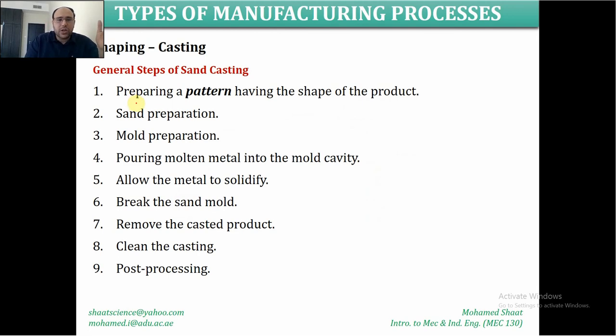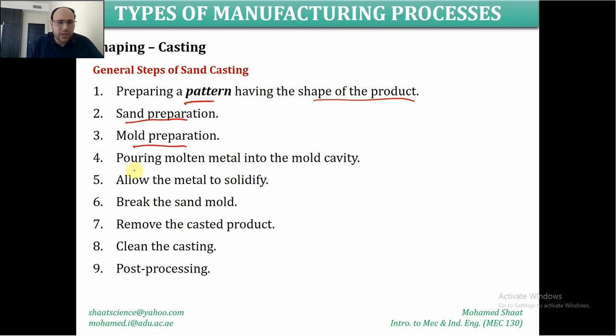We said that we start by preparing the pattern, having the same shape as the final product, and this pattern should be made of wood or plastic or any easily manufactured material. Then we make the sand. We prepare the sand from which we are going to make the mold. The third step is to make the mold: placing the flask, packing the sand around the pattern, and repeating for the other part, and then you remove it, form the vents, the gates and the runners, and remove the pattern from the sand. This is known as mold making.